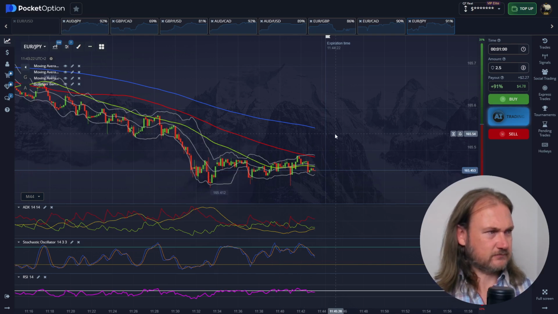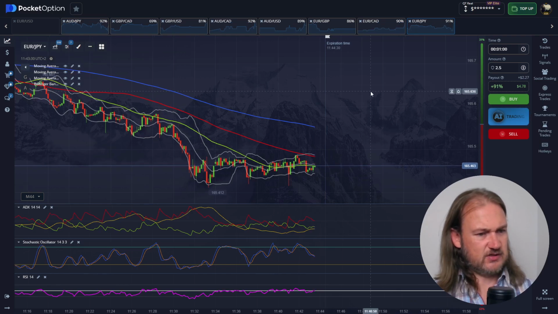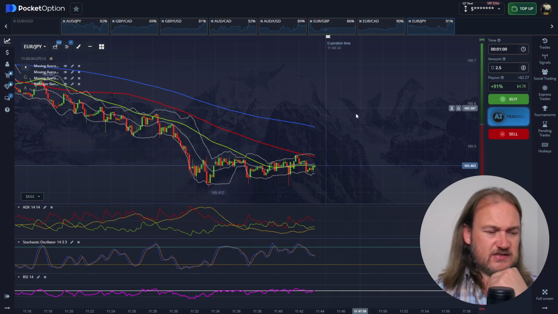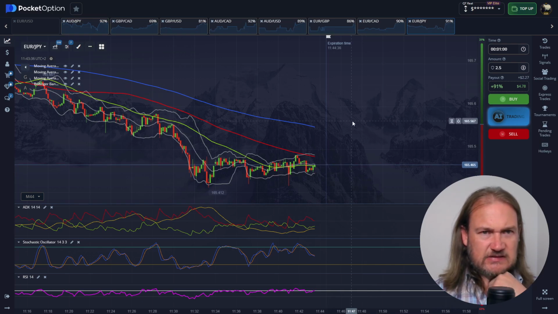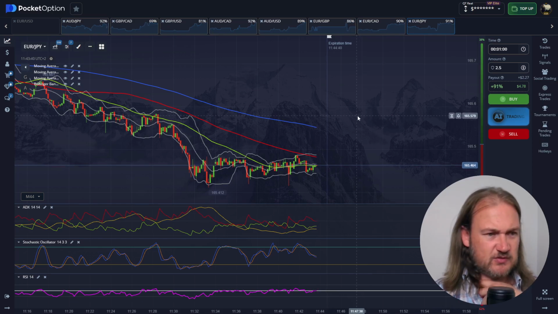Yeah. Not a big fan of the JPY pairs, but this is what we have to work with for now. So we're just going to be patient and see if we can get 1 or 2 trades. Well, we're 15 minutes in. I think that's a good start.